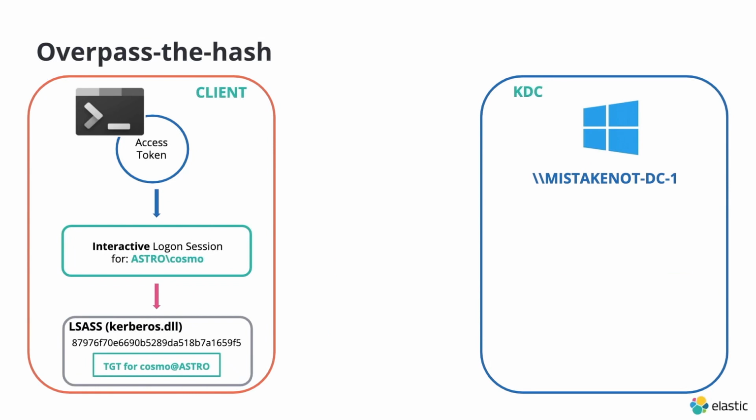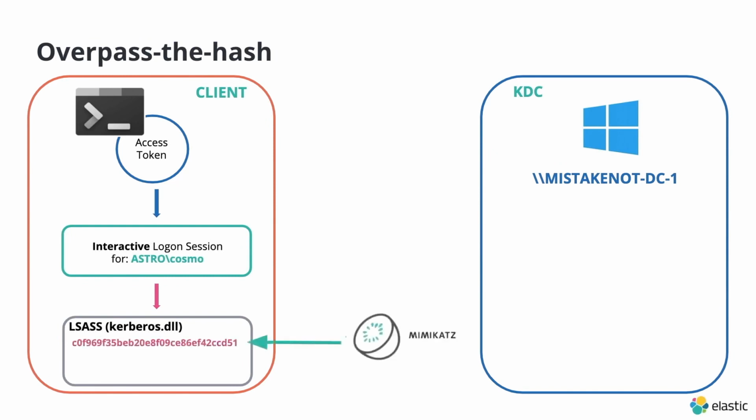So for overpass the hash, effectively what you're doing is translating an NTLM hash for a user into a fully fledged TGT for that user. You're doing a similar thing, but this time you're injecting it into the Kerberos provider. So you enumerate the logon sessions, find the appropriate place, and patch in that new hash. But the key thing is this is sitting in memory. Once you try to access some remote resource, it will kick off the normal Kerberos authentication protocol.